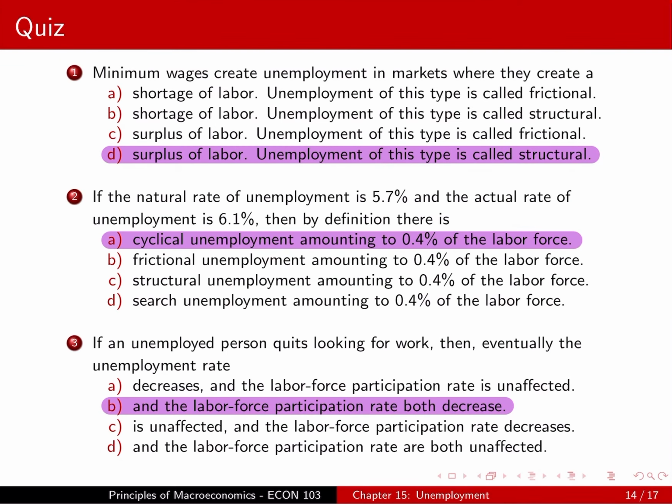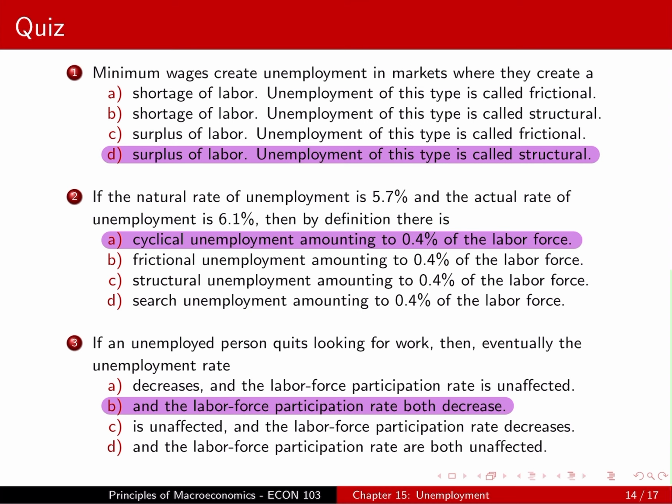If an unemployed person quits looking for work, then eventually the unemployment rate happens what? The unemployment rate is calculated as the number of unemployed individuals actively seeking work divided by the total labor force, expressed as a percentage. When an unemployed person stops looking for work, they are no longer counted as part of the labor force. This reduction in the number of unemployed individuals reduces the numerator in the unemployment rate calculation.